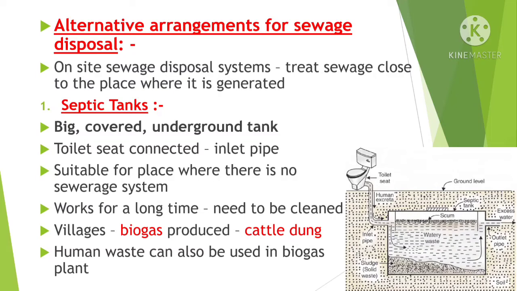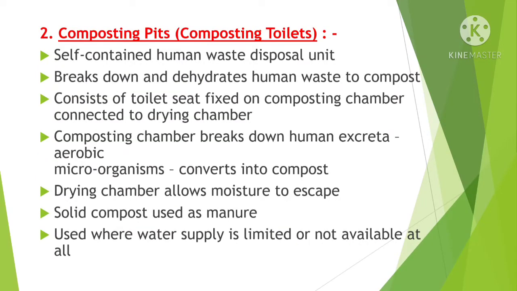Now the second method is the composting pits or the composting toilets. Now the composting pits are used to provide the composting toilets. Now a composting toilet is a self-contained human waste disposal unit which is not connected to a sewer line or a septic tank. So basically, a composting toilet is neither connected to the sewer line nor to the septic tank.